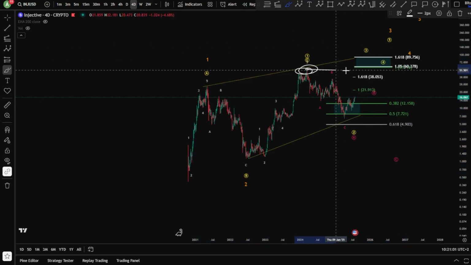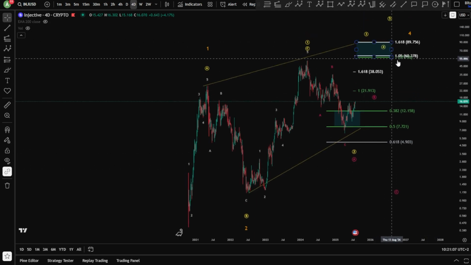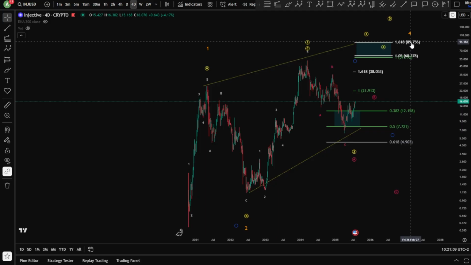All those scenarios will take the all-time high above the $50, and of course very likely to hit is this blue zone between the $60 and $89 for Injective.